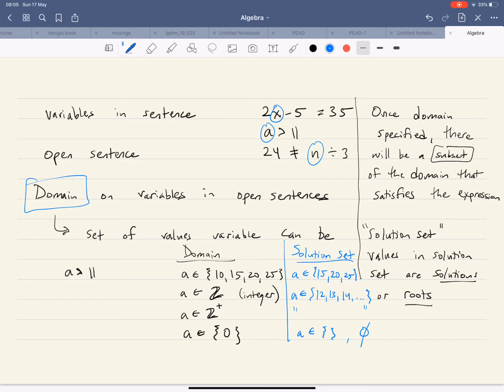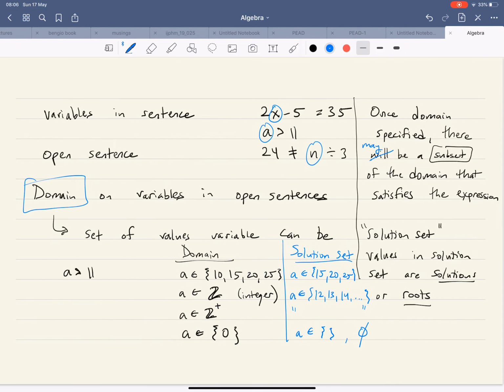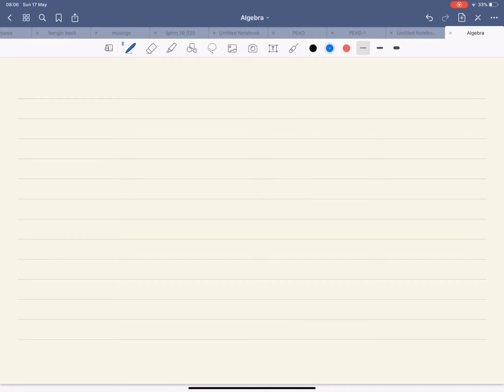So now that we've seen this example, I think we want to revise our statement about once the domain is specified, there will be a subset of the domain that satisfies the expression. Maybe we want to say there may be a subset of the domain that satisfies the expression, because maybe we wind up with just the empty set as our solution set. Okay, so let's do a couple of examples here.